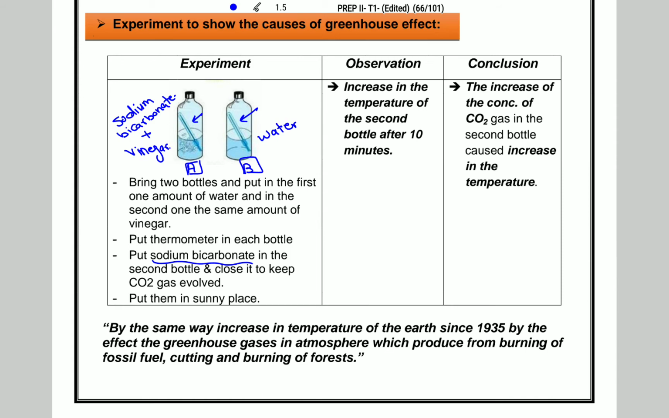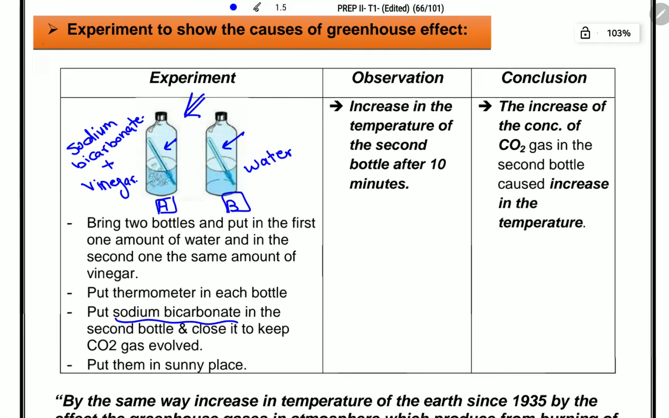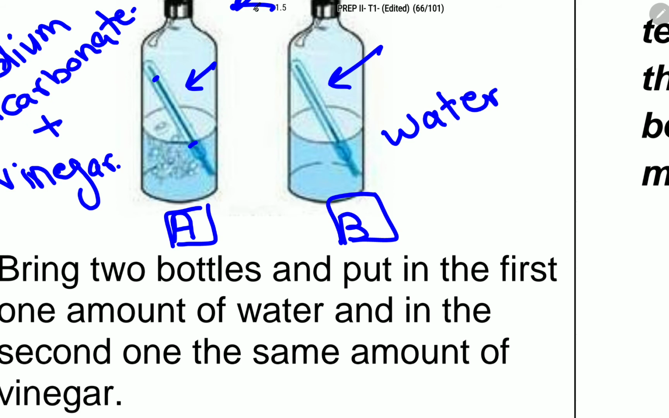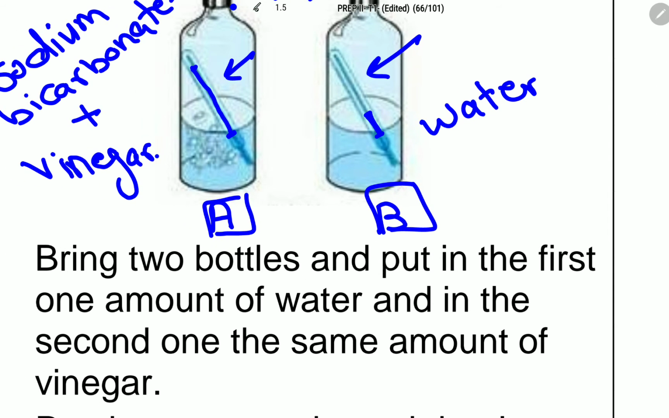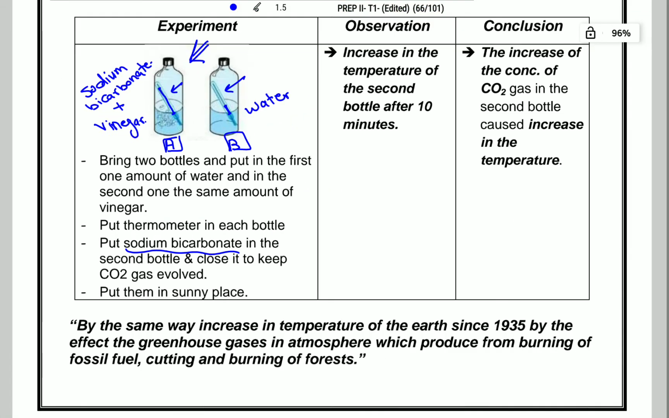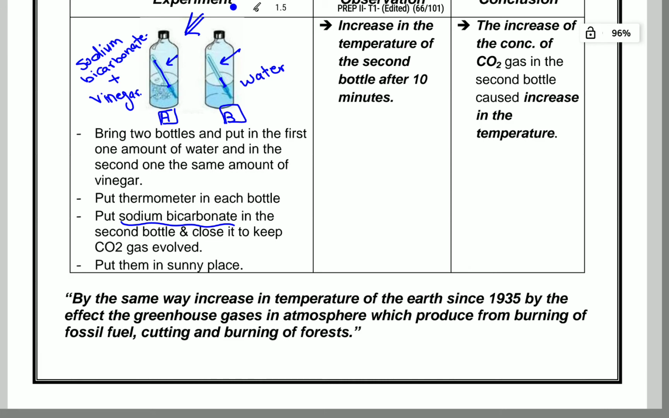After 10 minutes, we're going to notice that in the first bottle, bottle A, the temperature is very high, as you can see in the picture. Can you see the mercury? And can you see the mercury here? The temperature is raised in bottle A, the bottle with vinegar and sodium bicarbonate. Why? Due to the presence of carbon dioxide gas.